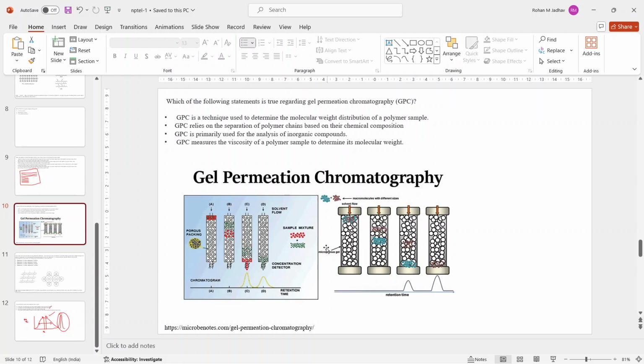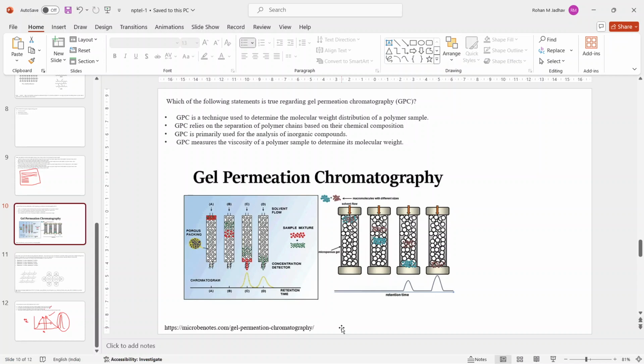You can see in the example also, the red beads are larger in nature, so they are not able to enter the pores and they will come out first. So the first peak observed right here is the larger polymer chains. And the second is the smaller polymer molecules which enter the pores, and their residence time is higher than the previous one, so they come later.